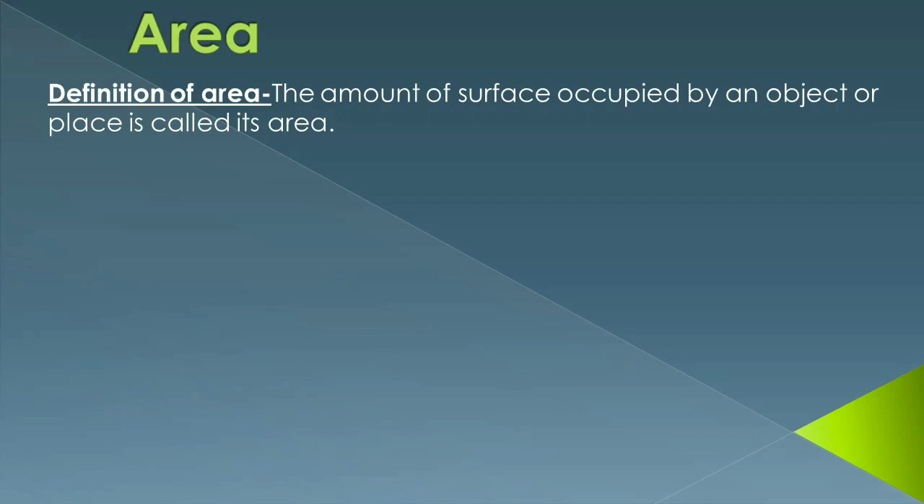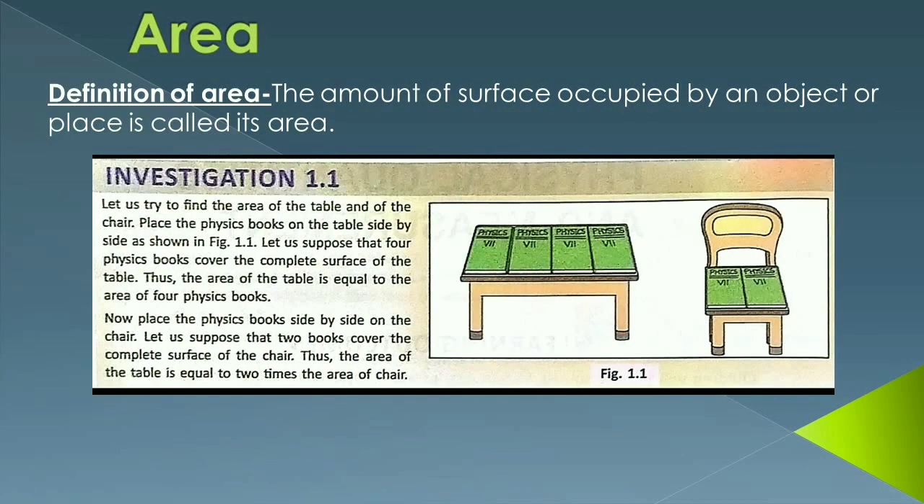To find the area of different objects, we will perform this investigation, to find the area of the table and of the chair. We have to place physics books on the table side by side as shown in this figure. Now let us suppose that 4 physics books cover the complete surface of the table. You can see in this diagram, the 4 physics books cover the complete surface of the table. Thus the area of the table will be equal to the area of these 4 physics books.